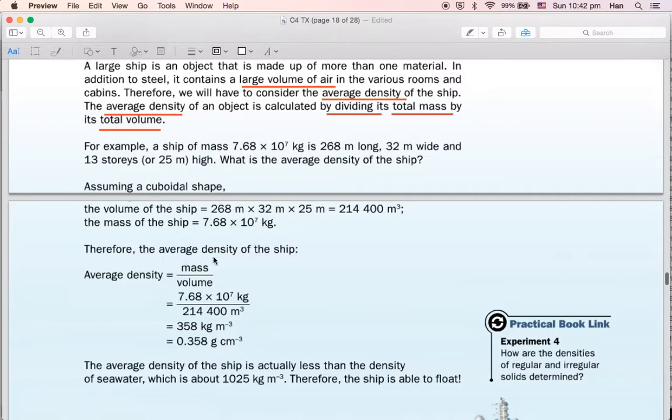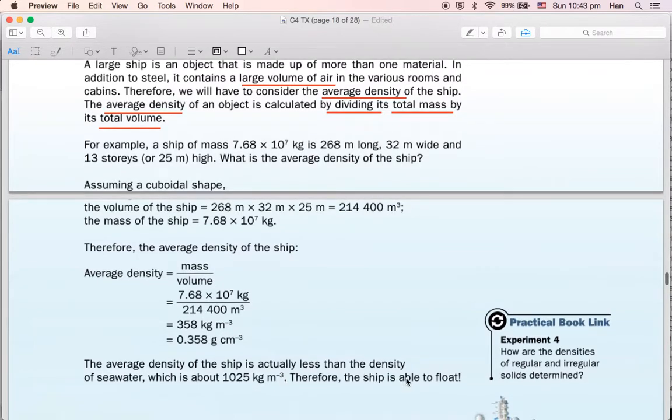So if we were to find the average density of the ship, this will be the average density over here, which if you notice is actually much less than salt water. The average density of the ship is less than the density of seawater. 358 kilograms per meter cube is actually less than 1025. Again, this is not 1000 because this is for seawater. Seawater has a lot of salt in it, which is why it's slightly higher than water.